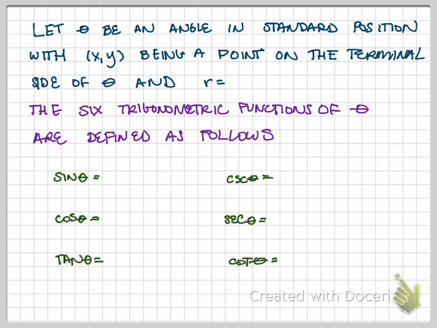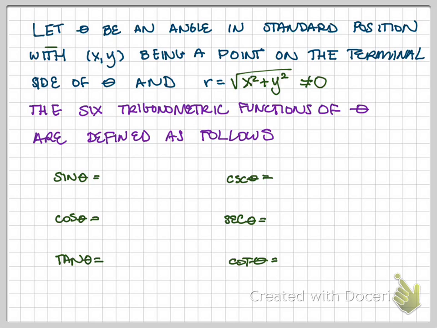We're going to let theta be an angle in standard position with (x, y) being a point on the terminal side of theta, and r equals the square root of x squared plus y squared, and also that the radius cannot equal 0. So the 6 trig functions of theta are defined as follows.